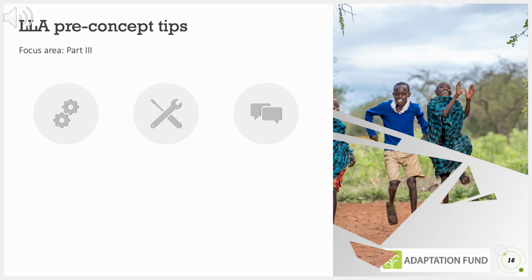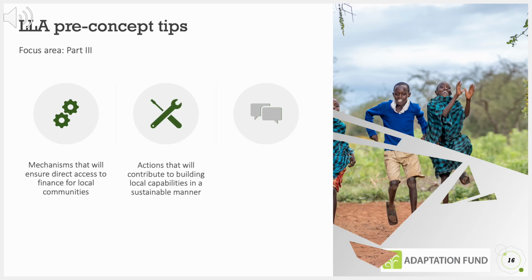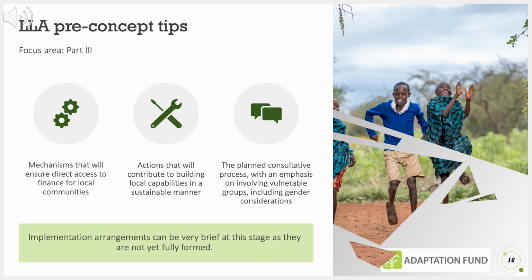Particular focus should be given to Part 3 of the pre-concept form, where it is necessary to highlight the mechanisms that will ensure direct access to finance for local communities, actions that will contribute to building local capabilities in a sustainable manner, and the consultative process planned for project preparation, with an emphasis on involving vulnerable groups, including gender considerations. The implementation arrangements at the pre-concept stage should only briefly explain which organizations would be involved and how coordination would be arranged.